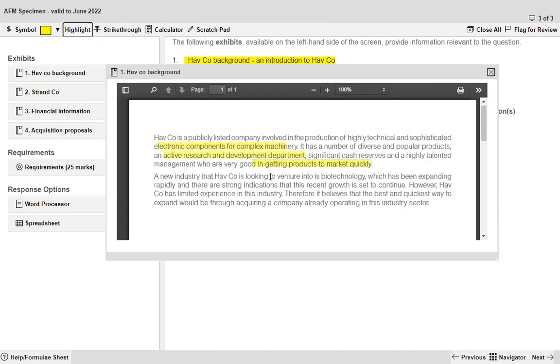A new industry that Hav is looking to venture into is biotechnology, which has been expanding rapidly, and there is a strong indication that this recent growth is set to continue. However, Hav company has limited experience in this industry. Therefore, it believes that the best and the quickest way to expand would be through acquiring a company already in the industry. So they wish to enter into the biotechnology industry.